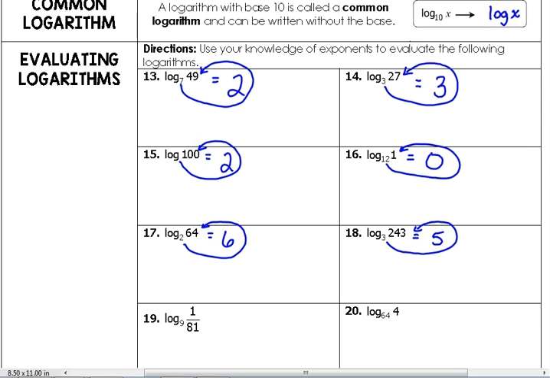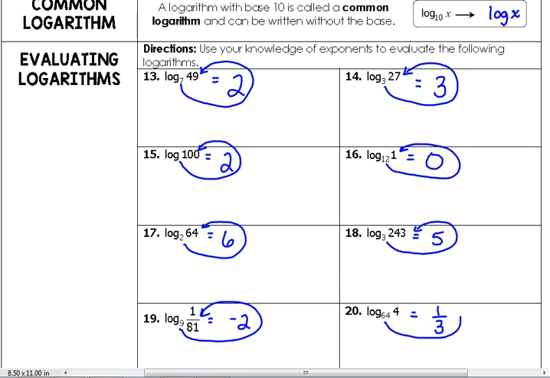Okay, number 19. Ooh, we got to think about this one a little bit. Okay, 9 to what power is 1 over 81? Negative 2. Perfect. Y'all didn't hesitate a bit. Okay. Ooh. How about this one? Log base 64 of 4. 1/3. Very good. Okay, so 1/3.